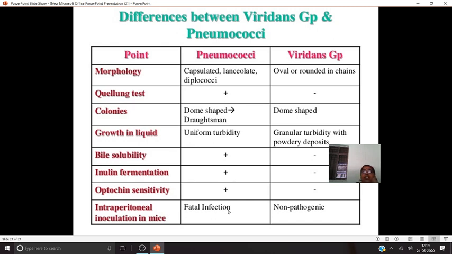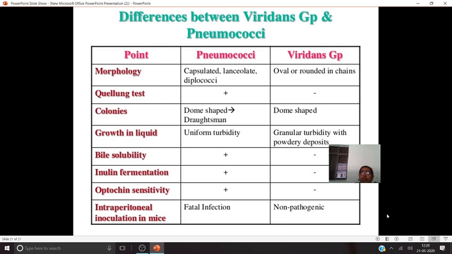It is very serious in the pneumococci, but it is not that much serious in the viridans streptococci, which are non-pathogenic. So these are some of the most important differences between viridans streptococci and pneumococci. This is given for 5 marks questions and 2 marks questions.